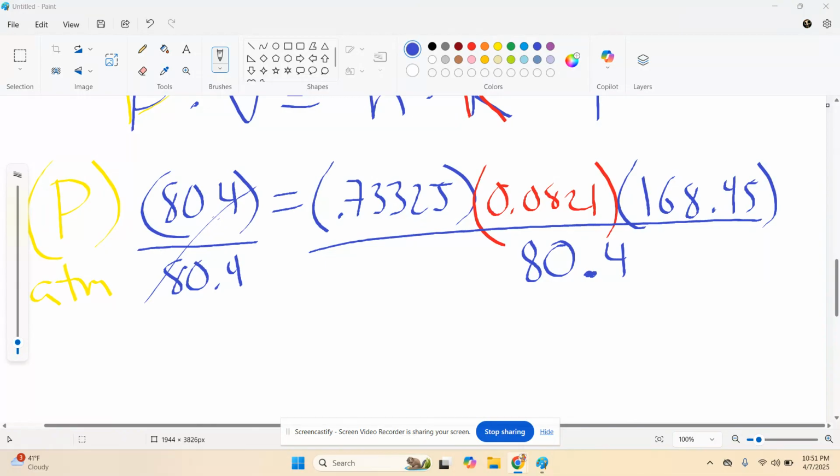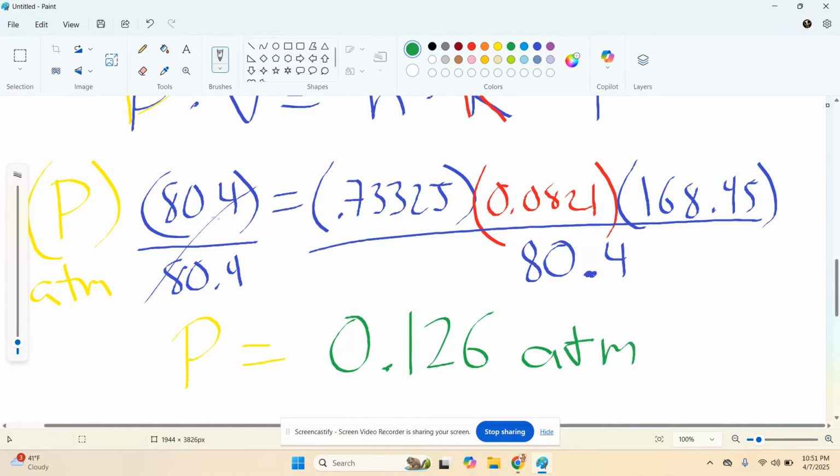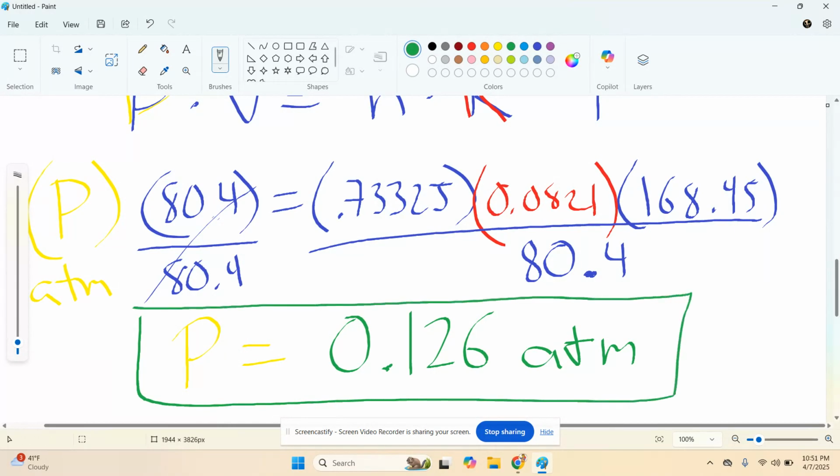Drum roll, please. The pressure in atmospheres is, oh, it's not very high. The pressure is 0.126 atmospheres. Or roughly 1/8 of Earth pressure. This is thinner than the air at the top of Mount Everest. So let me put that into my worksheet.